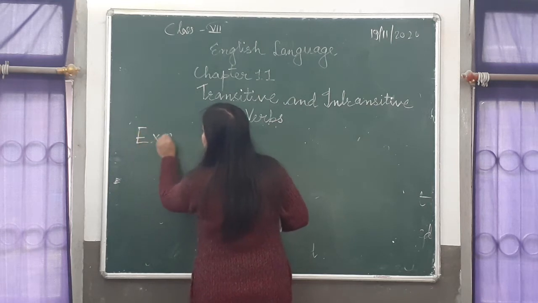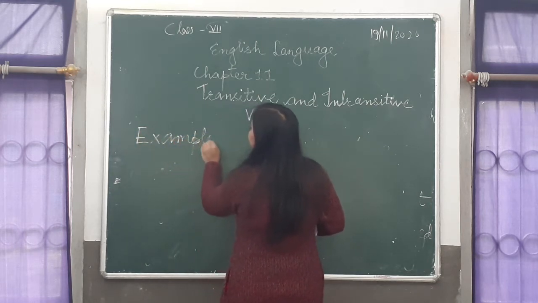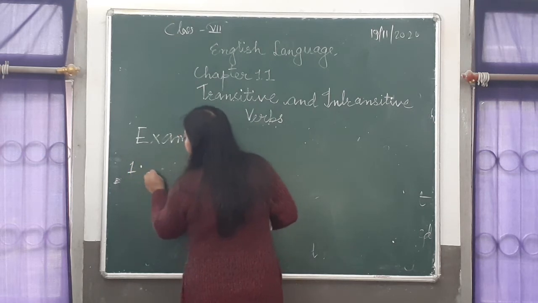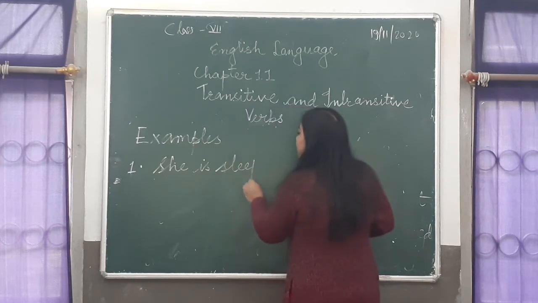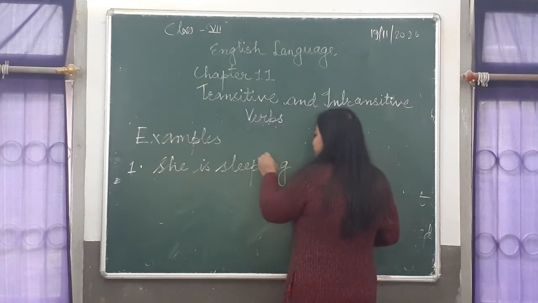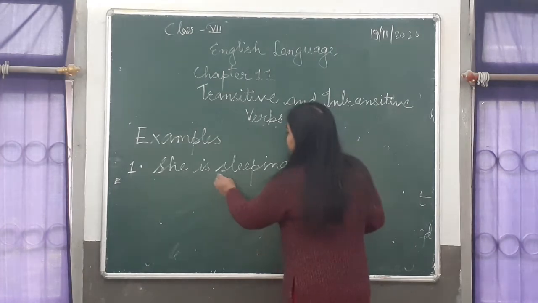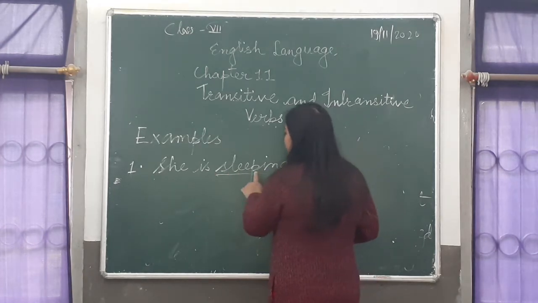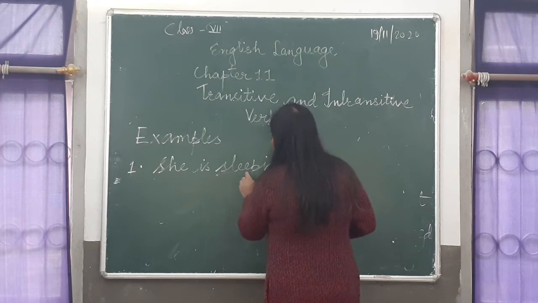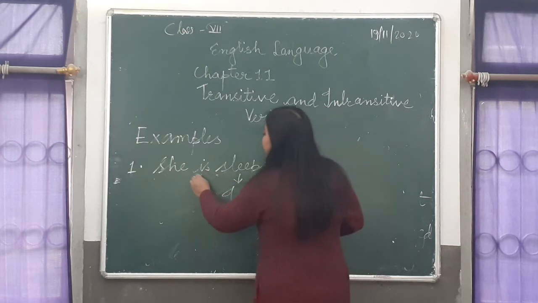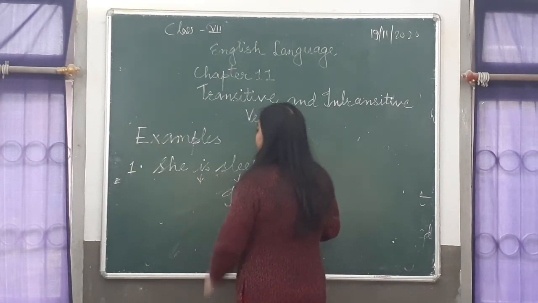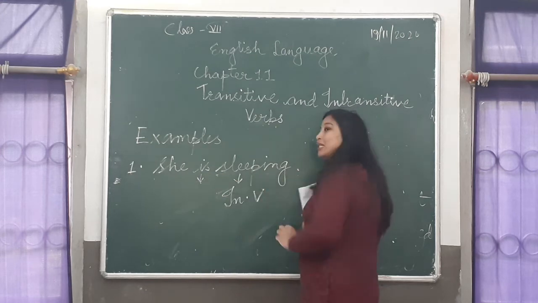These are sentence examples, okay? Number 1. She is sleeping, isn't it? You all can understand that the girl is sleeping. Sleeping is the main verb over here. This one is an intransitive verb. Is is a helping verb. She is sleeping, isn't it?